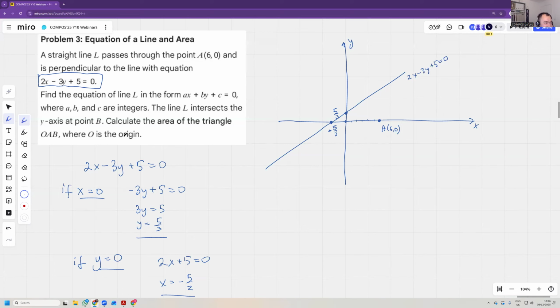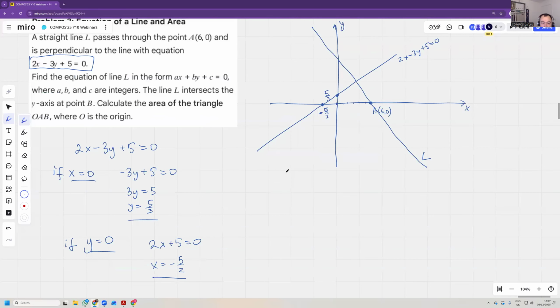And what's the next thing? The line L intersects the y-axis at point B. So a straight line passes through the point A, and it's perpendicular. Okay, so line L goes like this. Line L. The line intersects. Okay, find the equation of the line L.